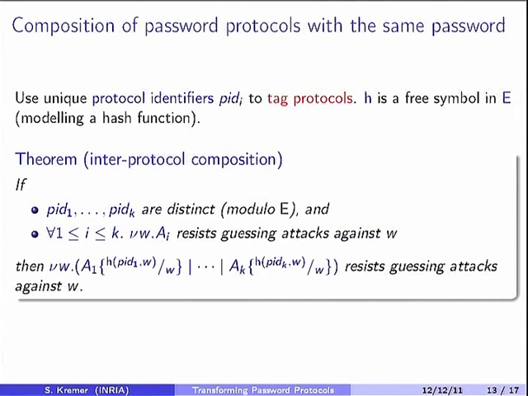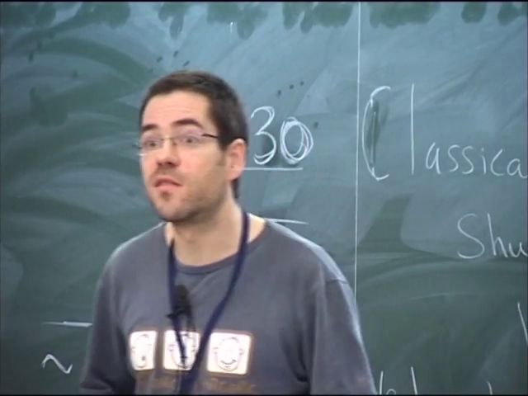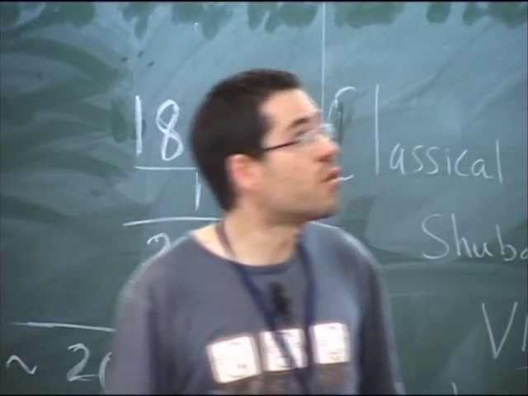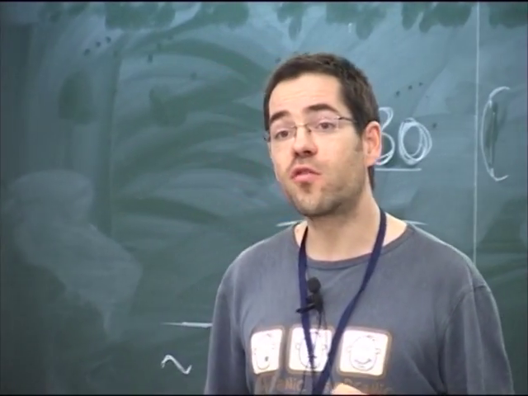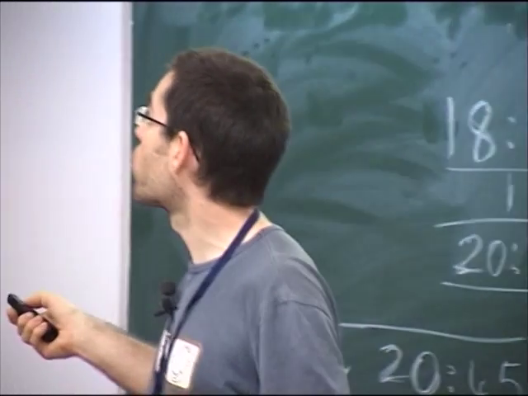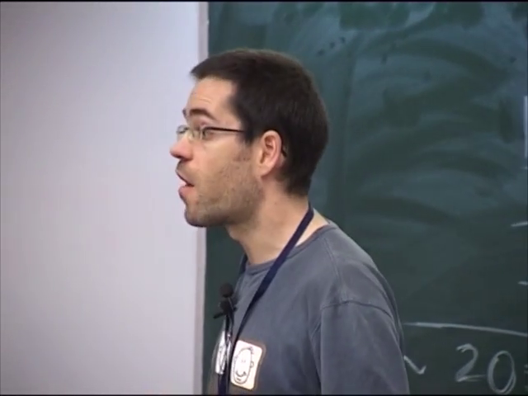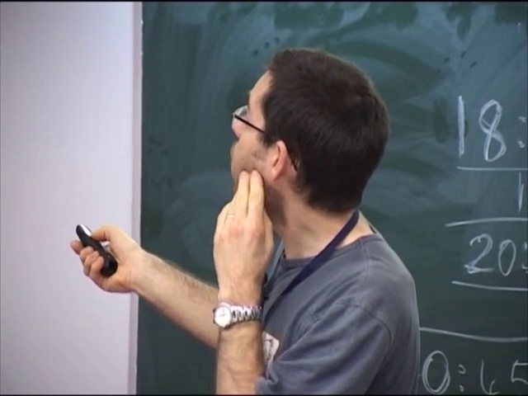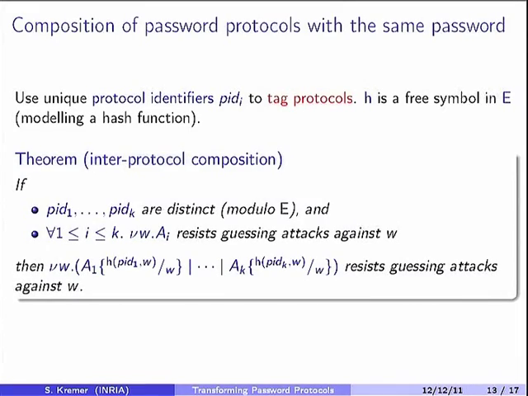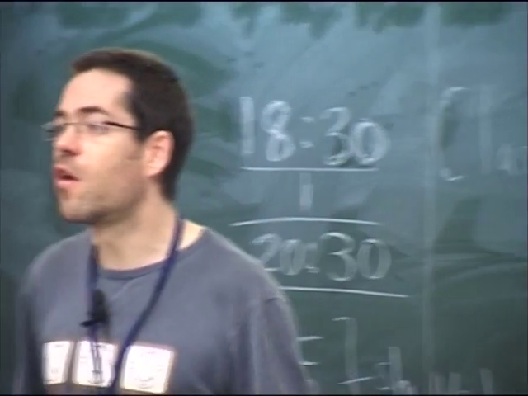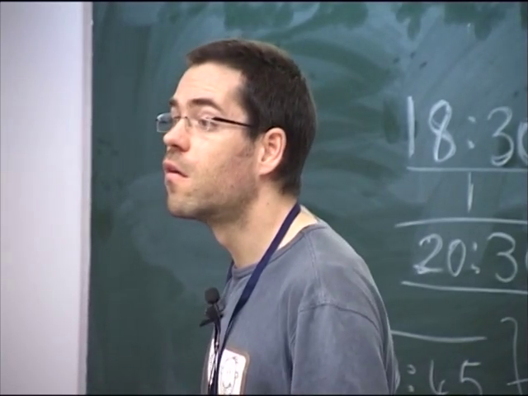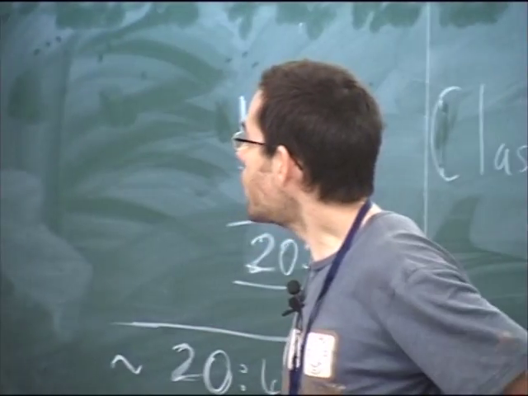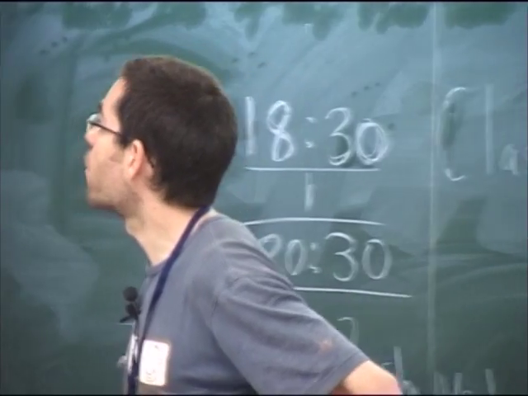So how can we avoid this? Well, there is one solution, which consists in tagging protocols to avoid this kind of attack. The idea is to suppose that for each protocol we have a name, some protocol identifier. And we also have some free symbol in E for which we don't have any equation, which is H, which you can think of as an idealized hash function where you don't find collisions. You cannot get pre-images. So it's a good cryptographic hash function.